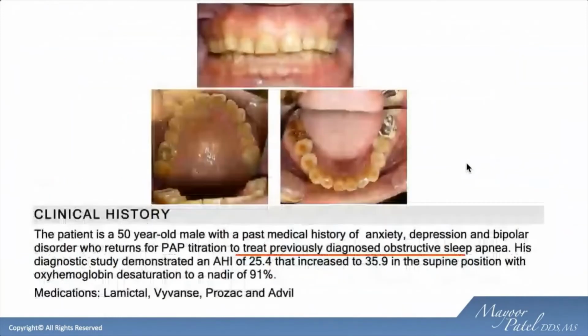Now, if we look at this case as an example, the patient was referred to get restored, but take a look at this gentleman right here. On his back, his apnea was 35.9. However, generally scoring here was 25.4. Now, if you're going to restore this individual, that's fantastic. But if he's got apnea and the bruxism may be a result of his apnea, whatever restorations you're going to place, it's probably not going to last. So in some instances, we want to take this into consideration.